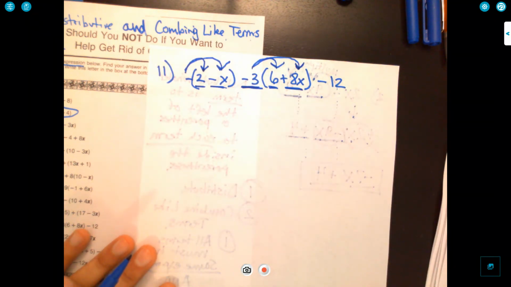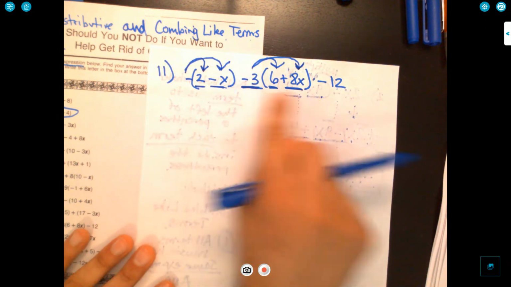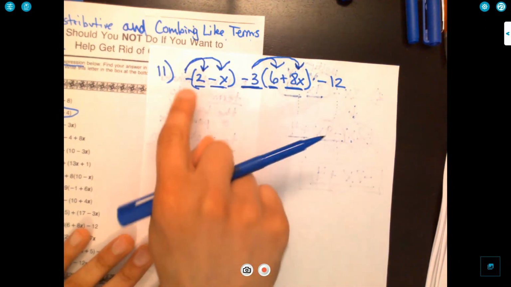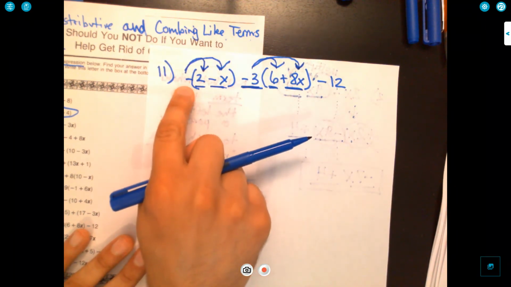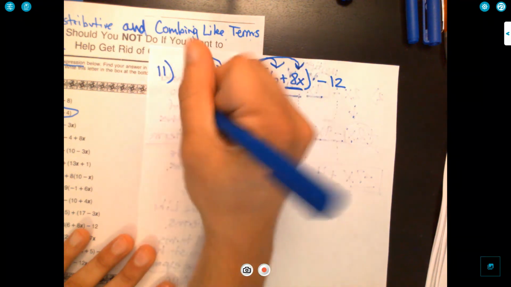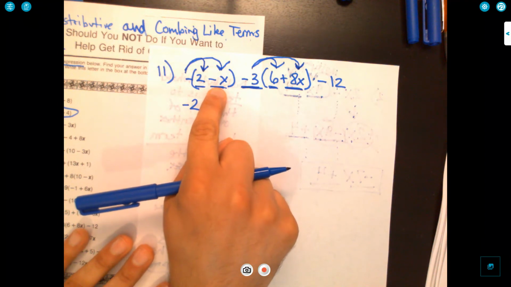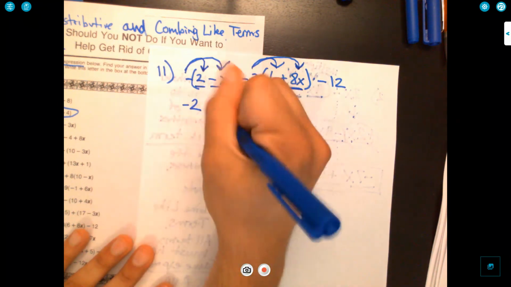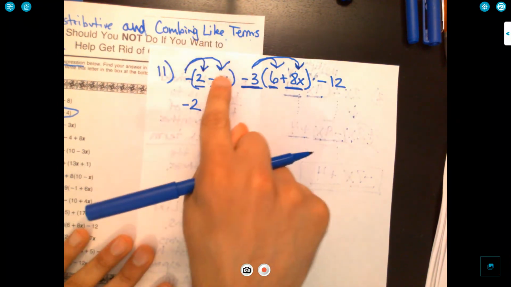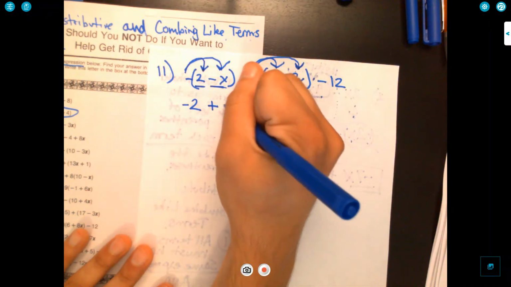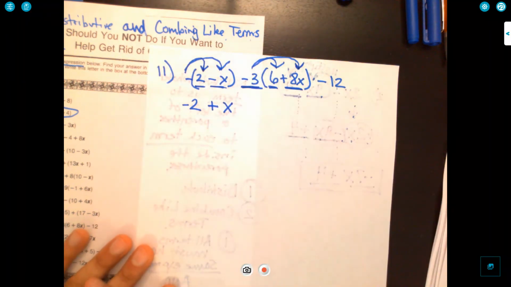All right, so now we're not going to bring this down. This is going to come down. I'll do that a little bit later. I'm going to distribute first. So negative 1 times positive 2 is negative 2. Negative 1 times negative x. So remember, when multiplying, two negatives get you a positive. And negative 1 times negative 1x would be just x, or 1x.